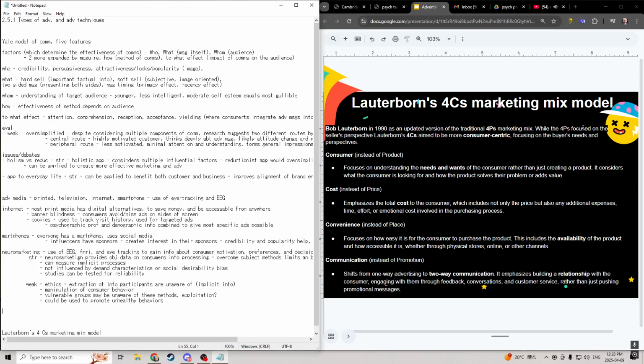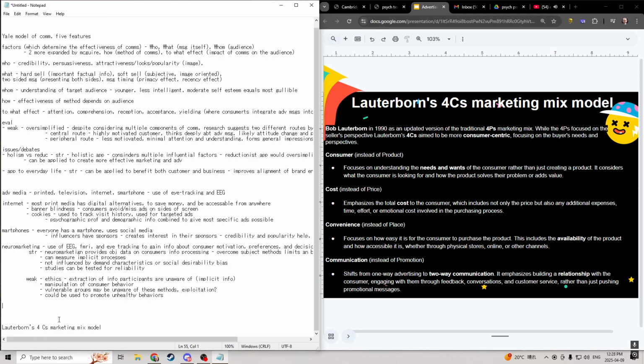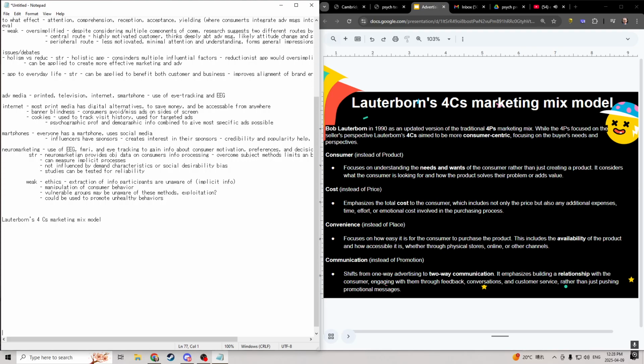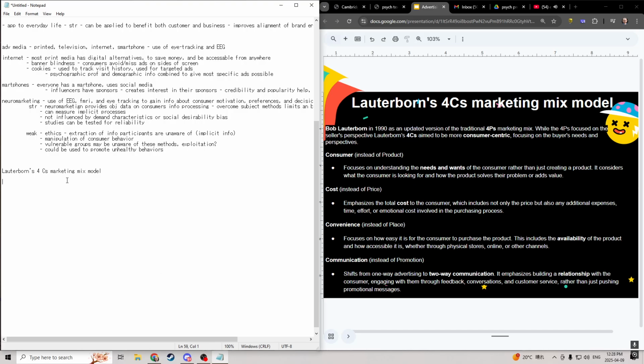The 4Ps marketing mix. So the 4Ps, okay, sorry, I was thinking about something completely different. Seller's perspective, Lauderborn's 4Cs and consumer-centric, focusing on the buyer's needs. Let's just do a bunch of enters so we can get it in the middle, so we can actually see it.